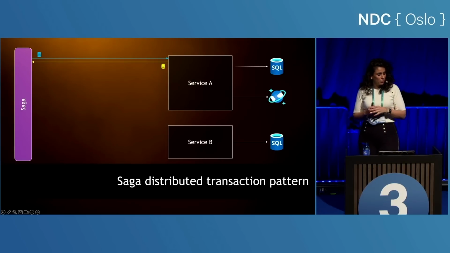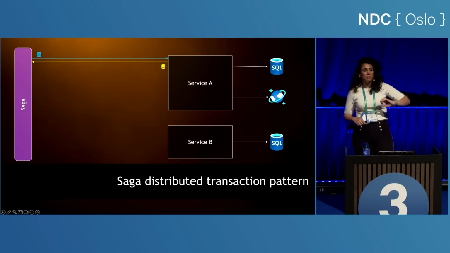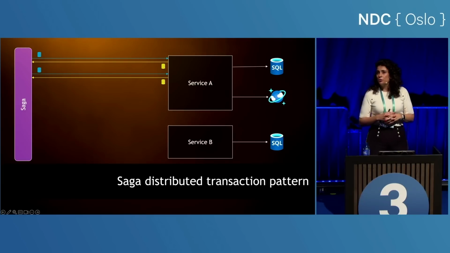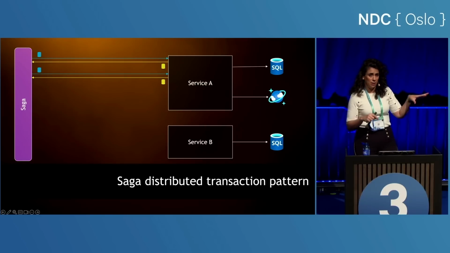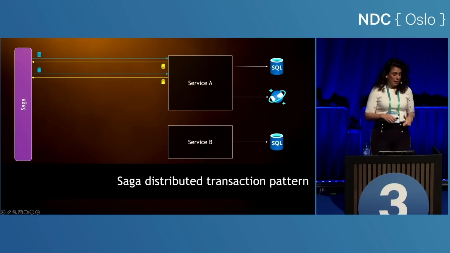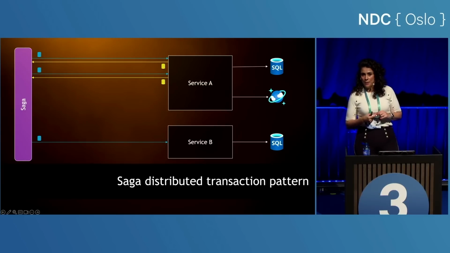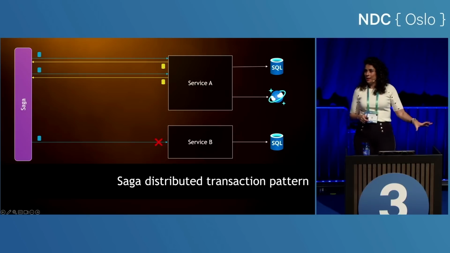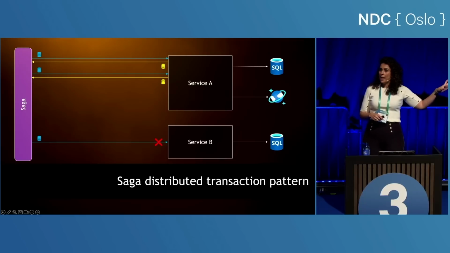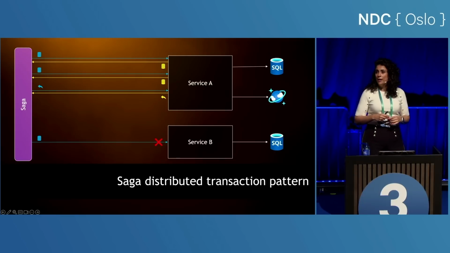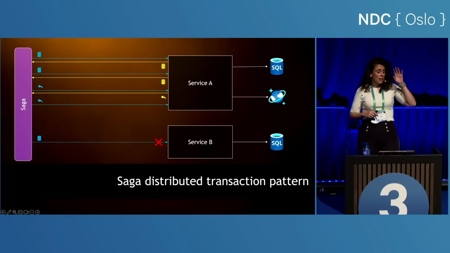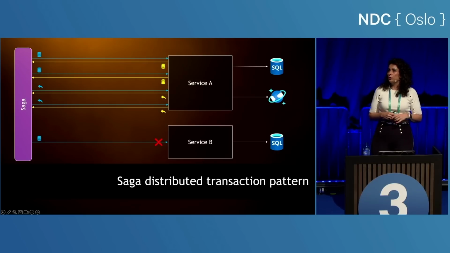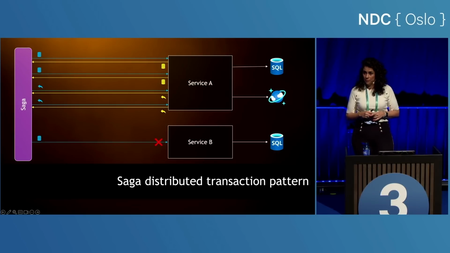So our Saga wants to store some data in the SQL database of Service A. We'll do that. Okay, everything's fine. Then it wants to store some data in the Cosmos DB in Service A. We're good. Next step is storing some data in the SQL database of Service B. Now something goes wrong there. Now at that point, the Saga understands this, but also knows what has already happened. So it will go back to Service A and say, undo what you did in Cosmos, and please also remove what you stored in the SQL database earlier.